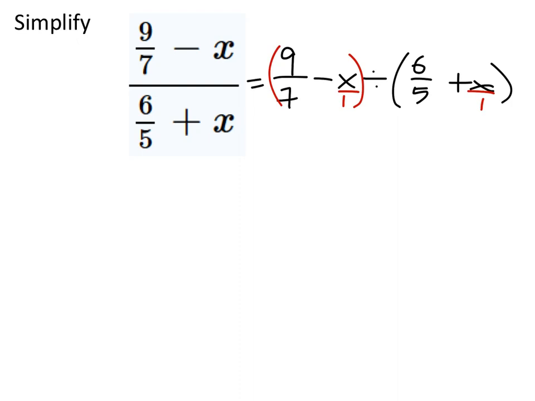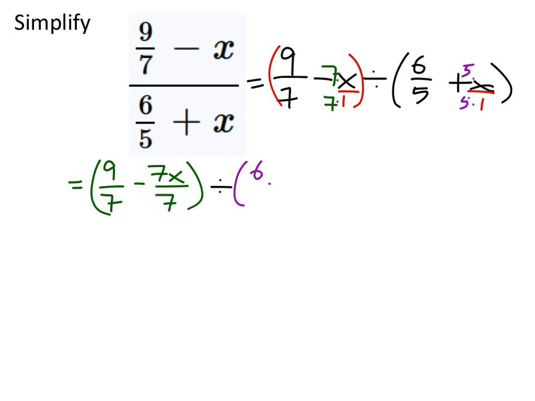So I'm going to start with my parentheses there on the left. I have a denominator of 7 and 1, so if I multiply the 1 by 7, then I have common denominators of 7. And that gives me, over here, 9 over 7 minus 7x over 7. That's its own set of parentheses. And this is divided by, on the second set, I have a denominator of 5 and 1, so I'm going to multiply the 1 by 5. And that gives me 6 over 5 plus 5x over 5.